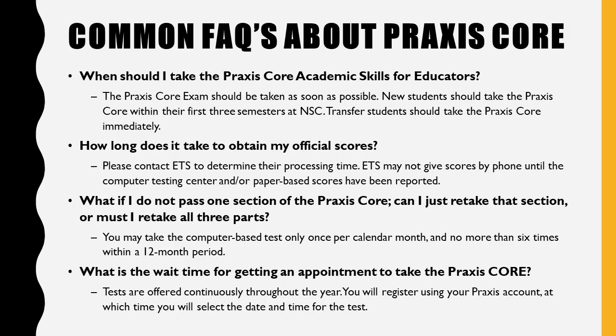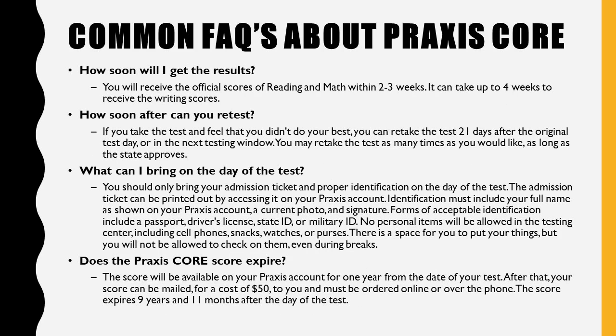What happens if you don't pass one section of the Praxis core? Can you just retake that section, or do you have to retake all 3? You can take the computer-based test only once per calendar month, and no more than 6 times within a 12-month period. In terms of wait time for getting an appointment, just so you know, tests are continuously offered throughout the year. When you register for your Praxis account, you'll be able to see the next available date and time for the test. You should receive your official scores for reading and math within 2 to 3 weeks. For writing scores, it can take up to 4 weeks.